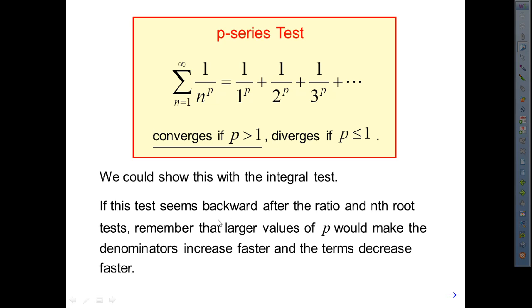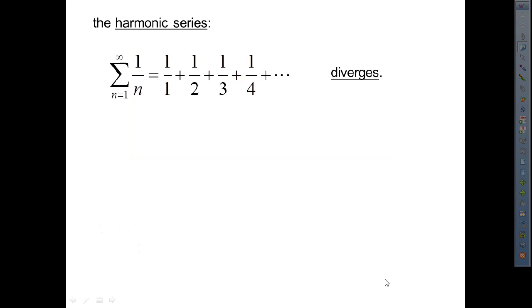Now, we could show this with the integral test, but we're actually not going to. All right, so the harmonic series, which is just the series of 1 over n, is going to diverge because the numbers do get smaller, but they don't get smaller fast enough. It is a p-series with p equals 1, which we know diverges.